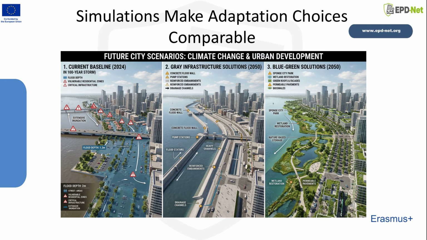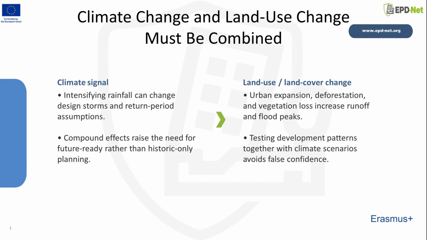When you run these combinations, you can compare outcomes: where hotspots persist, where interventions shift risk downstream, and how benefits vary across neighborhoods. A useful habit is to define comparable metrics, such as flooded road length above a threshold depth, number of critical facilities affected, or expected downtime. These metrics allow decision-makers to compare portfolios even when maps look different. This turns what-if debates into structured comparisons, while still acknowledging uncertainty and assumptions.